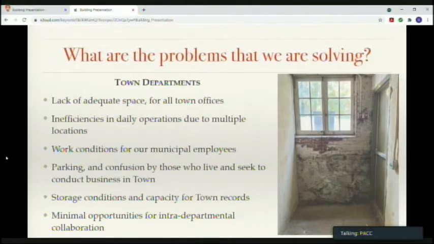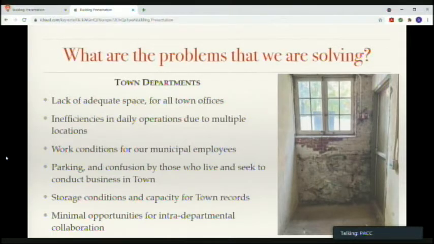We're also trying to address those storage conditions and capacity for those town records. Many records are now digital. However, several records need to be kept for a certain duration of time, and some records need to be kept forever. And also, the problem with minimal opportunities for interdepartmental collaboration and having a more homogeneous work culture.